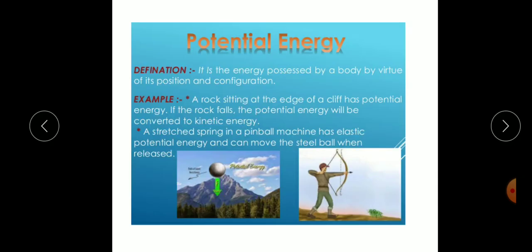Potential energy definition: it is the energy which is possessed by a body by virtue of its position and configuration. Example, you can see in the image, students, a rock sitting at the edge of a cliff has potential energy. If the rock falls down, the potential energy will be converted into kinetic energy. One more example, a stretched spring in a pinball machine has elastic potential energy and can move the steel ball. When released, it is converted into kinetic energy.